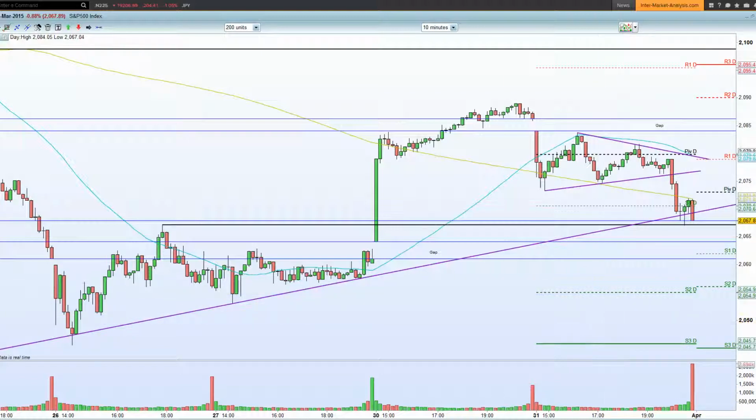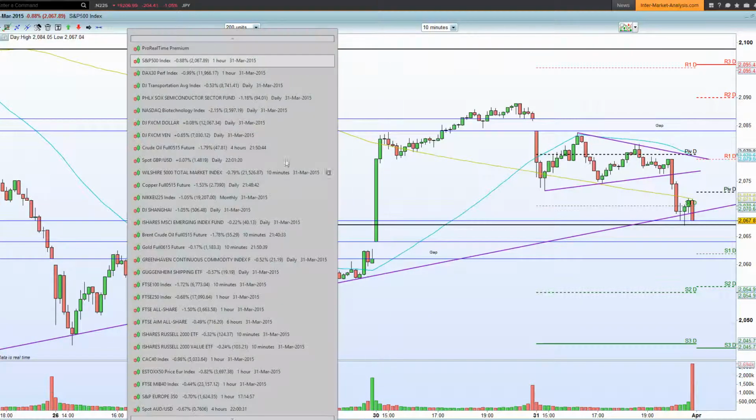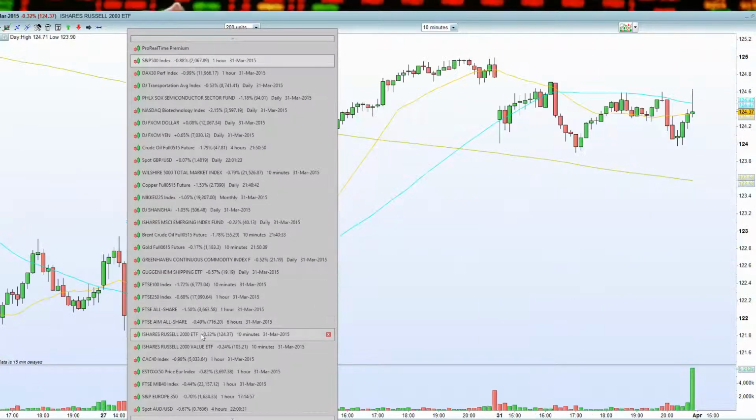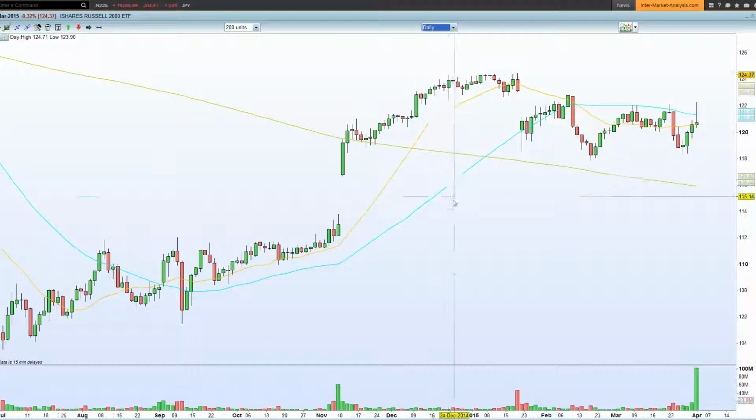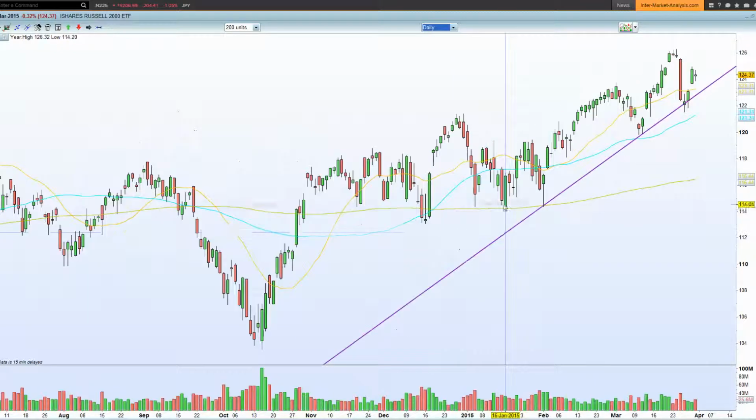So let's see if we can get confirmation of this potential bullish scenario from the Russell. Okay, so let's bring up the IWM and the IWN, small caps and large caps. Okay, so this is the IWM, this is the Russell. Okay, so let's go to a daily chart and let's see if we can find any arguments here.